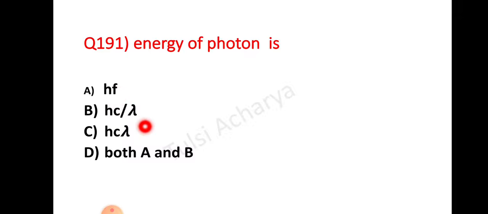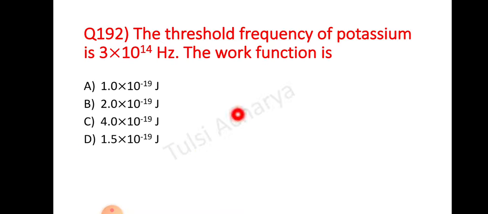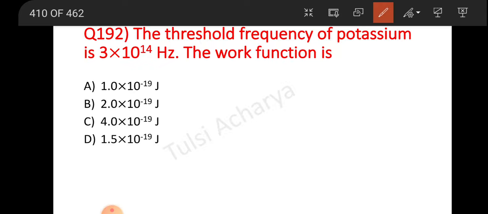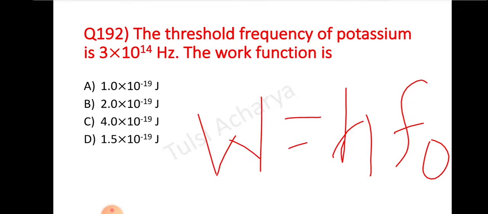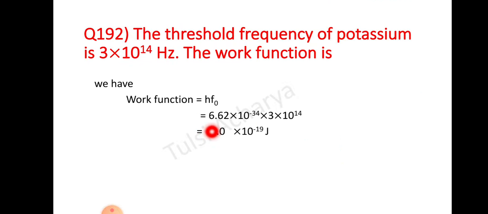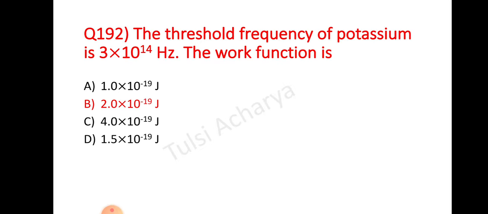and f can be written as c by lambda as well. So answer for this question is option choice D, both A and B. Now let's move to question number 192. The threshold frequency of potassium is this, the work function is, we know that work function is Planck's constant h times f naught, and f naught is 3 into 10 to the power 14, and we know our value for h, Planck's constant, is 6.62 into 10 to the minus 34. By multiplying this we get 2.0 into 10 to the minus 19 joule, which is in option choice B.